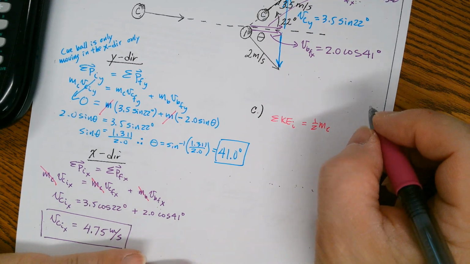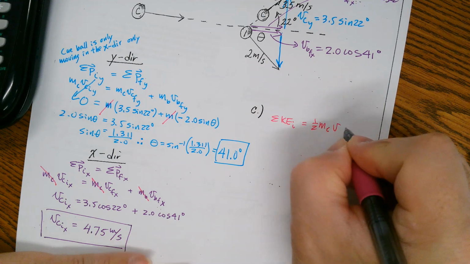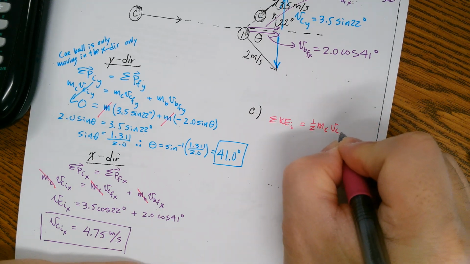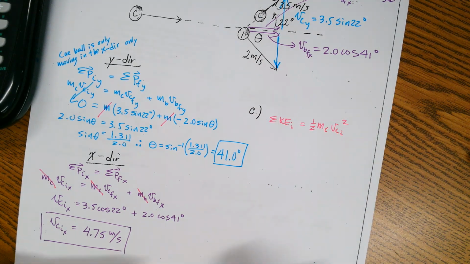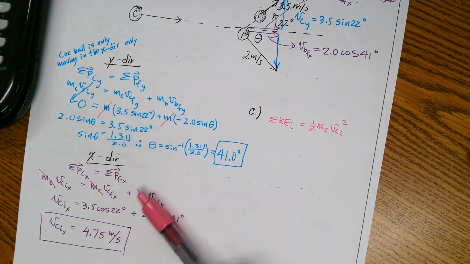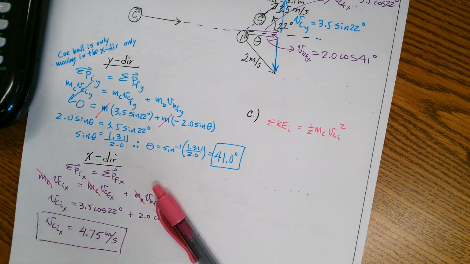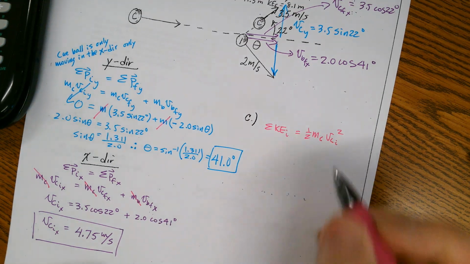Times. V cue ball initial squared. Really? That's not right, right? No. I was going to say.